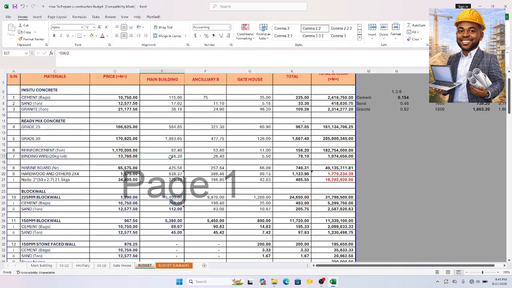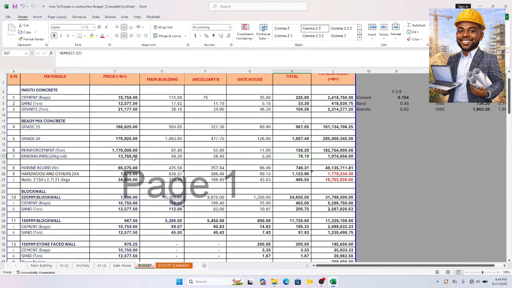All right, divided by 2. Give me 46.2 because 1 roll is to 2 tons. 1 roll is to 2 tons. So if I divide this by 2, I have this. I divide this by 2, I have this. If I divide this by 2, I have this, and this is the total.